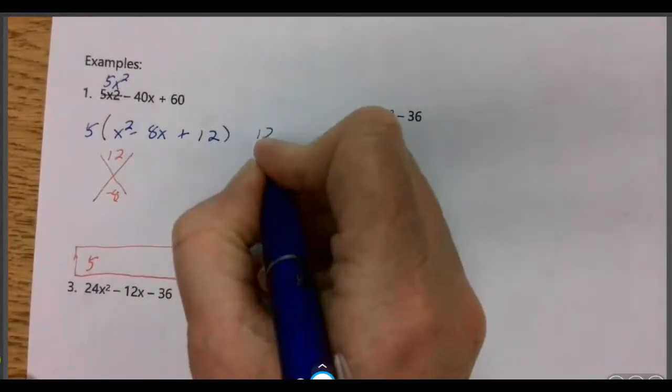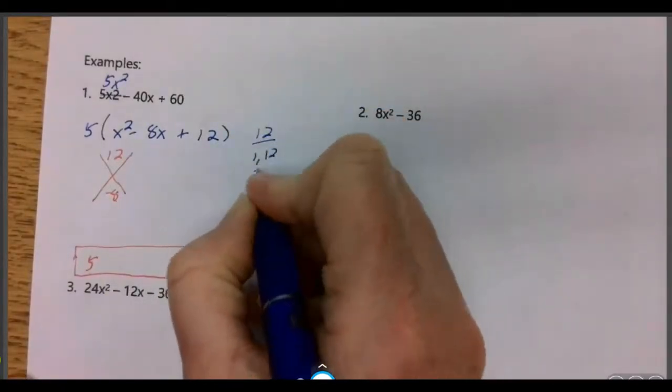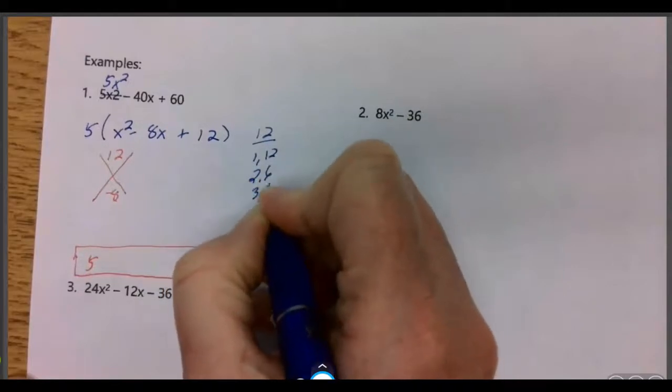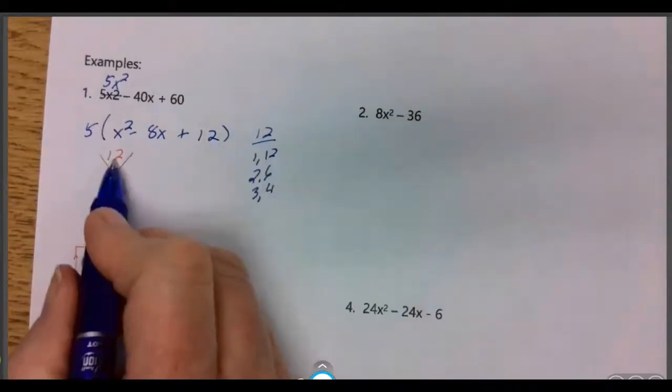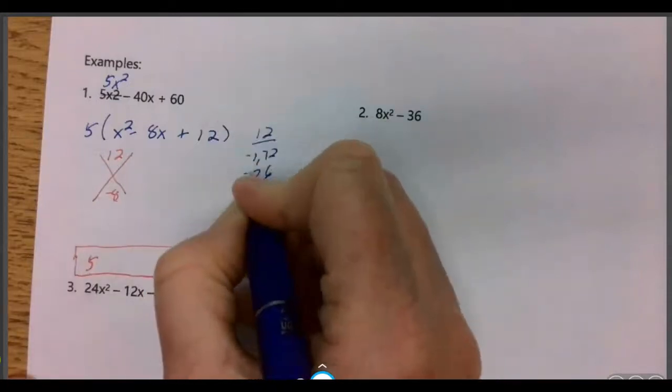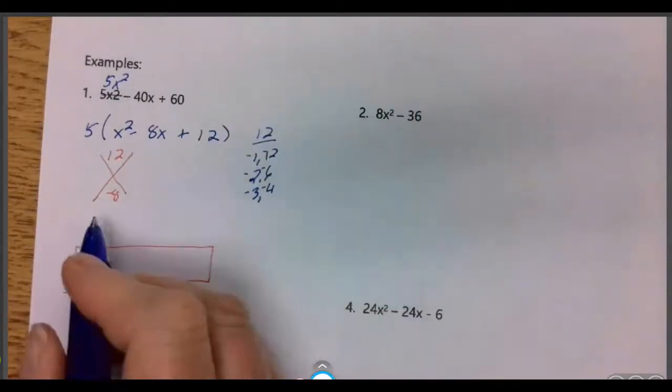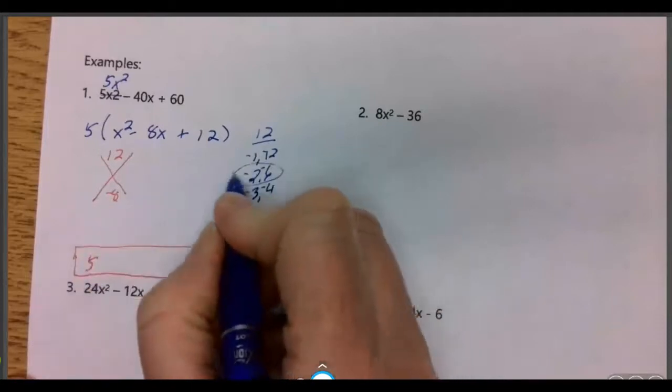So I'm going to do the factors of 12. My signs are the same because this is positive. My signs are the same. They're the same as b. So everything's going to be negative. Which pair, when added, gives me 8, negative 8. There we go.